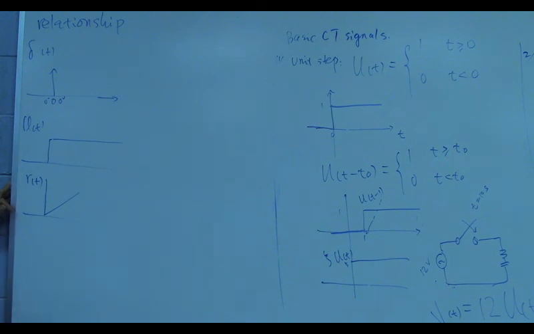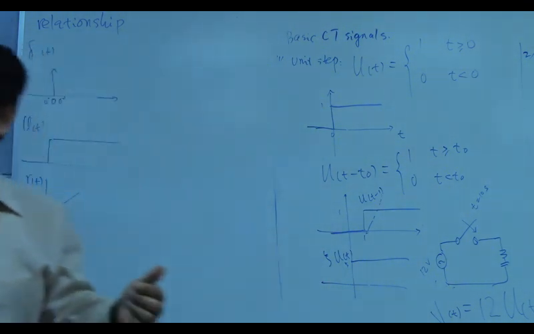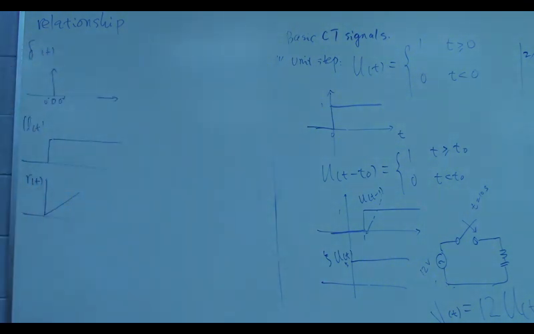Now we go backward. This one, derivative, you get this one. Then derivative again, you get this one. This relationship is useless right now, but later when we do the Laplace transform and inverse Laplace transform, we are going to know this is very useful. So integration from here and differentiation backward.